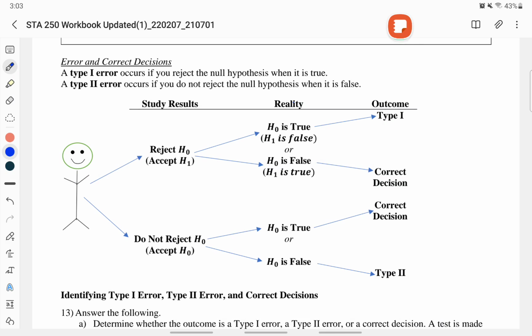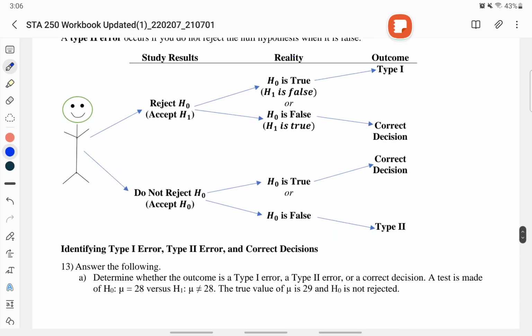And the last one is if you do not reject the null, but the null is false. You are not rejecting false information. That is a type 2 error. That means you are accepting false information. So let's do 3 questions and see if we can identify if it's a type 1 error, a type 2 error, or correct decision. Number 13.